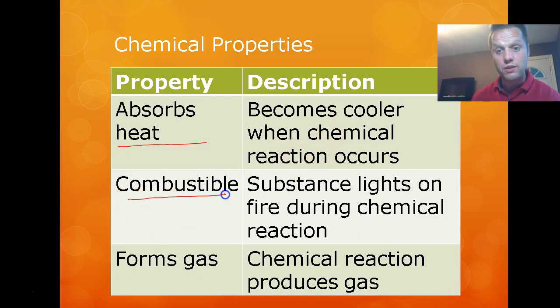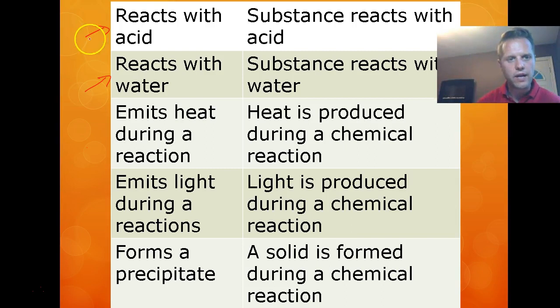Anything that burns or is combustible, that's another word for burning. It's a substance that lights on fire during a chemical reaction. That's a chemical property. If it forms a gas, if it starts to bubble, if you add vinegar and baking soda, that is a chemical reaction, and therefore that is a chemical property of vinegar. It reacts with baking soda to make those bubbles because it's forming a gas. Alright, so anything that reacts with an acid, for example, it's reacting. The key word is react. It means you're making new chemicals or new things are being formed.